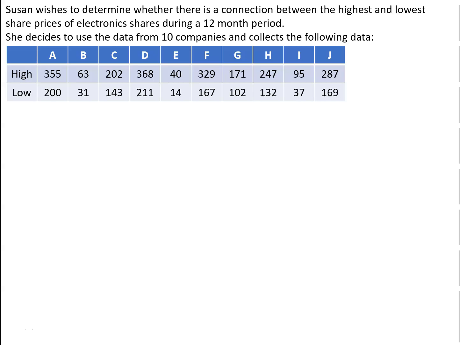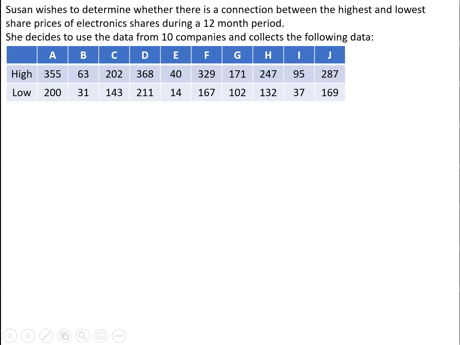Now we in fact had a look at this example of data back in our work for the statistics component of the Maths Unit 2. And what we've got here is the high and low share prices from 10 electronics companies during the course of a 12-month period.